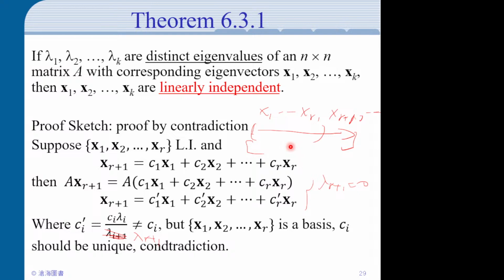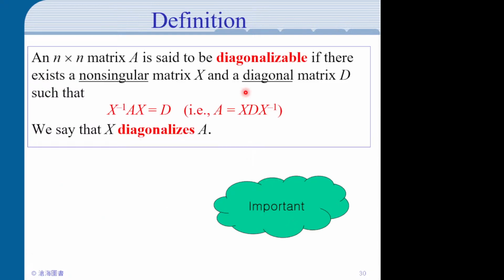But anyway, we see that if your eigenvalues are different, then your eigenvectors are kind of separate out, and the more technical term to say is they are linearly independent. And why we want to do this is because if you have linearly independent eigenvectors, then you can do the diagonalization.